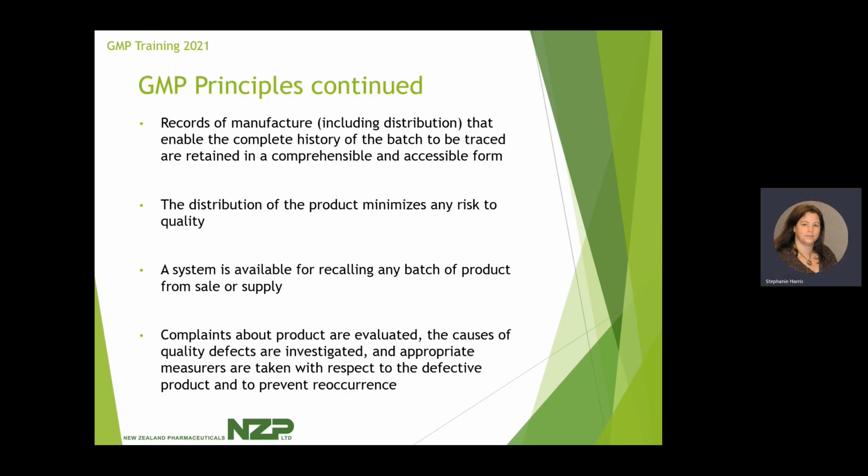Records of manufacture, including distribution, that enable the complete history of the batch to be traced are retained in a comprehensible and accessible form. The distribution of the product minimises any risk to quality. A system is available for recalling any batch of product from sale or supply. Complaints about product are evaluated and the causes of quality defects are investigated, and appropriate measures are taken with respect to the defective product and to prevent reoccurrence.